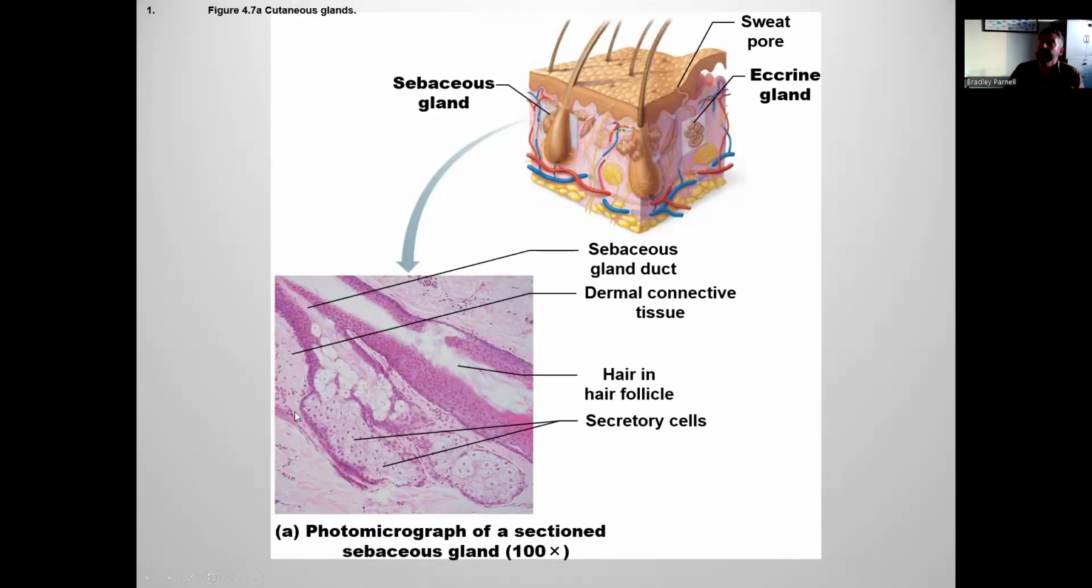Here we've got a slide of a hair follicle. We've got our sebaceous gland over to the side, so that's going to be secreting that sebum. You can see all these little cells are constantly producing sebum, and then it's going to secrete it into that hair shaft, and that hair shaft will go up to the surface.